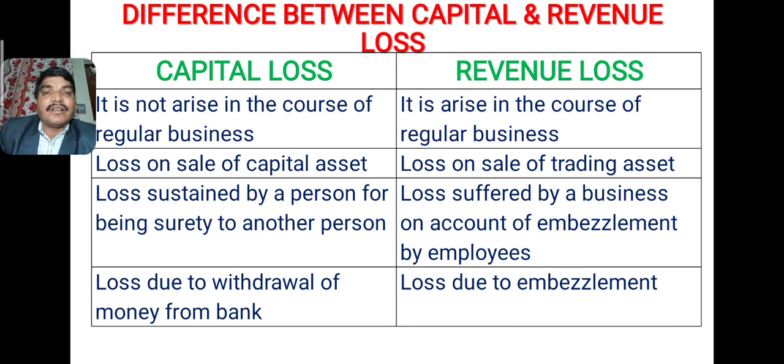A loss sustained by a person for being a surety to another person is treated as capital loss. If anybody gives surety and the borrower becomes insolvent, the surety is responsible to pay the debt. Hence, any loss on account of surety is treated as capital loss. On the other hand, loss suffered by a business on account of embezzlement by employees is treated as revenue loss.